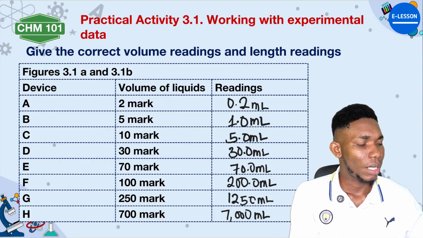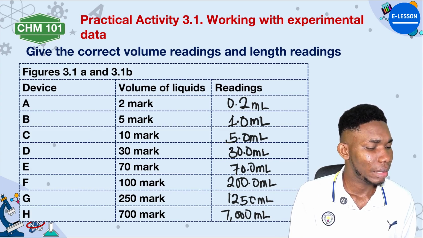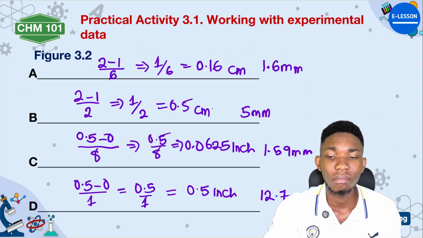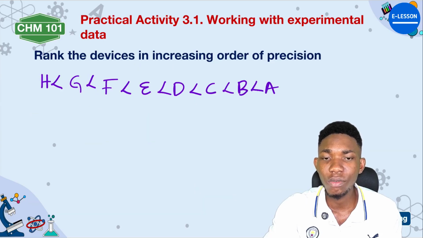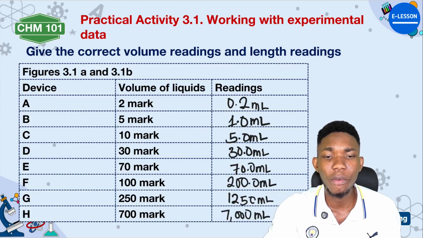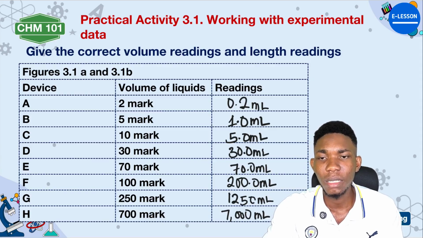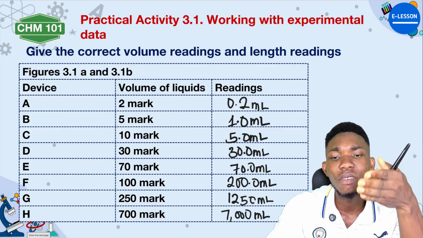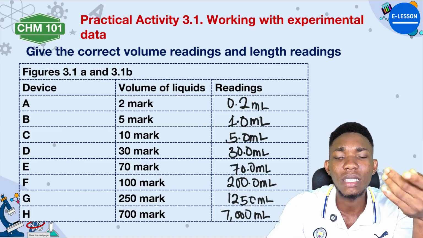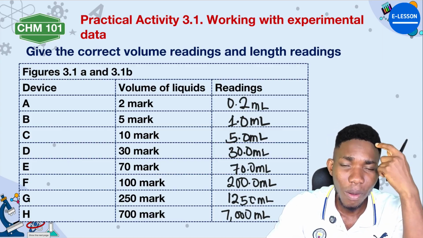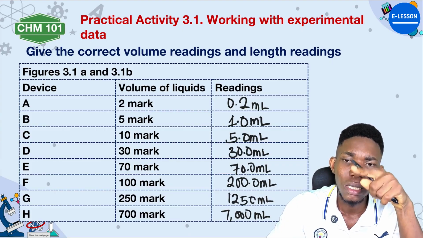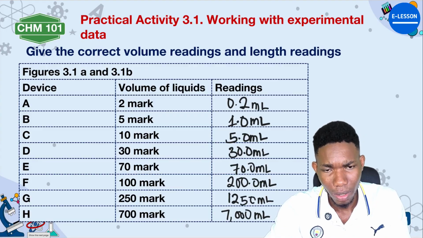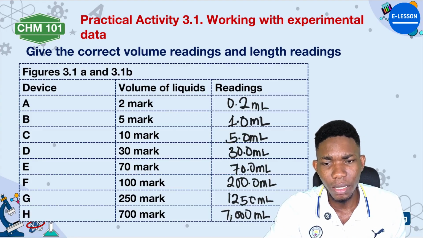So that is that for this particular practical. Now, these readings here, the expectation from this particular table is somehow vague, because they say give the correct volume reading and length reading. They gave the volume of liquid at the second mark. Second mark, are they talking about the two calibrated or those lines then? If it is those lines, then this one is correct.